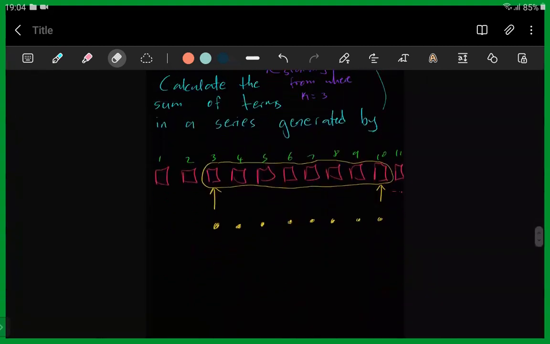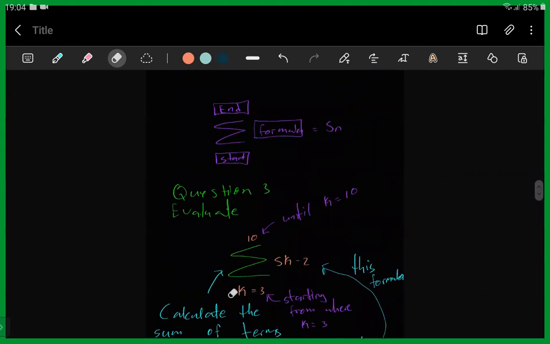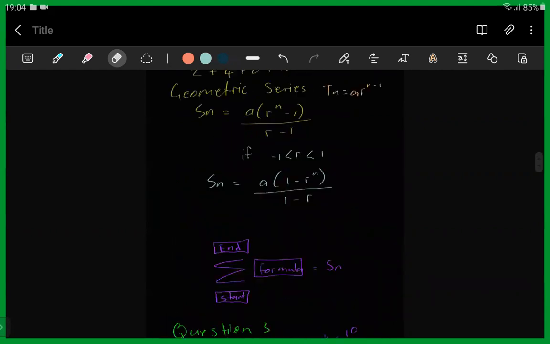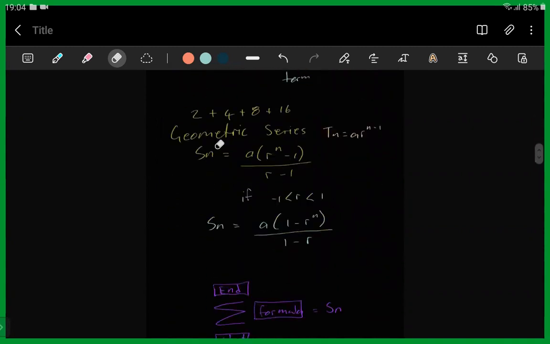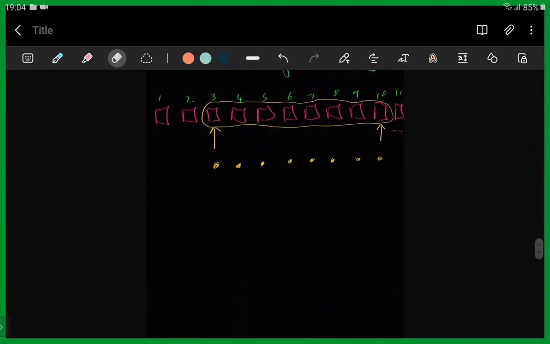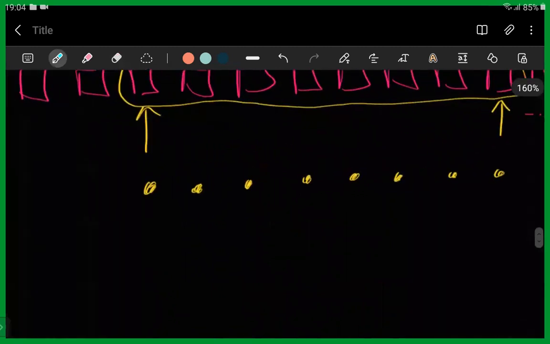But what I was saying is, in this kind of a question, if you get a question that is asking you to add terms in a series, before you do anything, remember, you just need to know that you're either going to use the Sn formula for arithmetic or the Sn formula for geometry. That's all you need to do. So you need to choose which formula to use based on your general term.